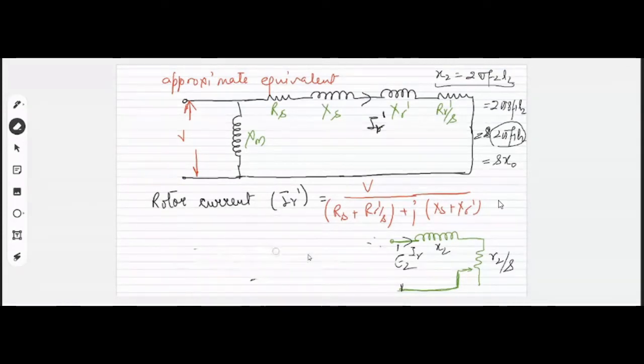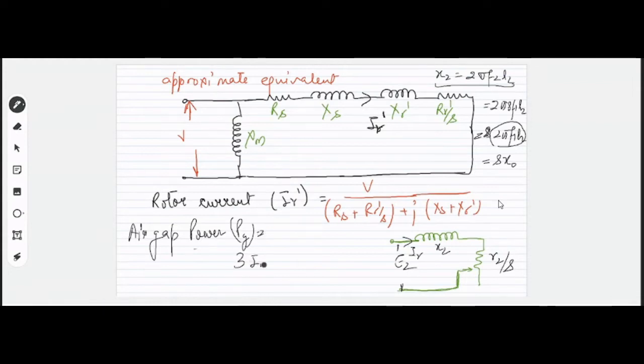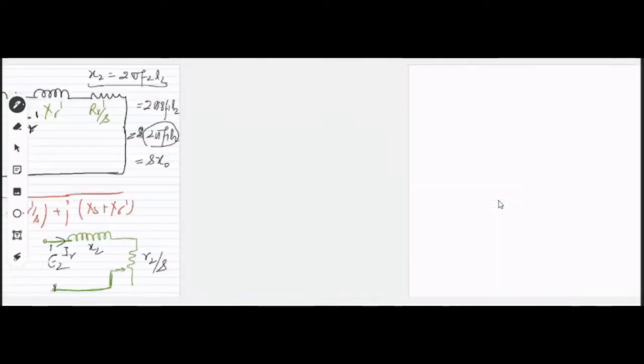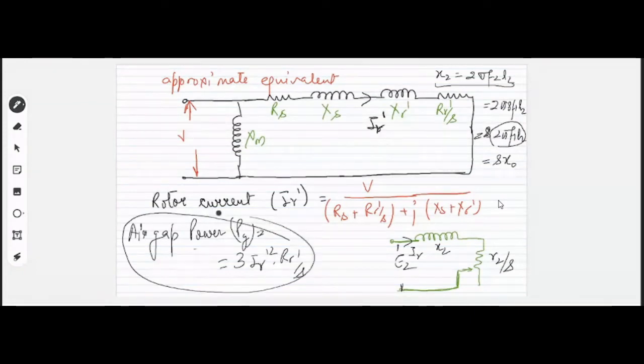Now in this rotor equivalent circuit, the power received by the rotor circuit we call the air gap power. Air gap power is received by the rotor circuit from the stator through the air gap, and the expression for this is 3 times IR dash square into RR dash by S. This is the air gap power, the total amount of power received by the rotor circuit.